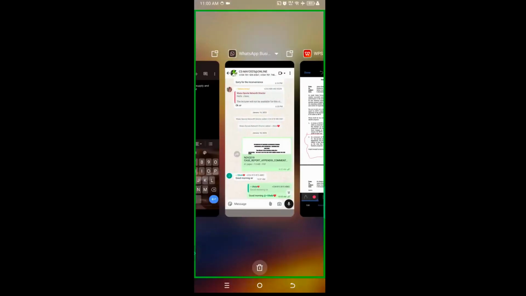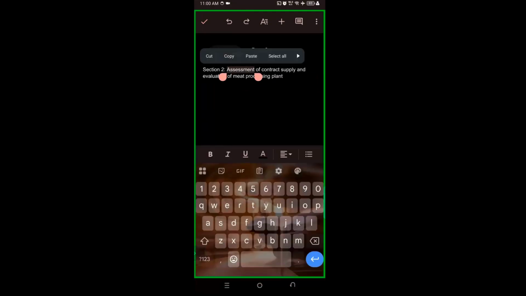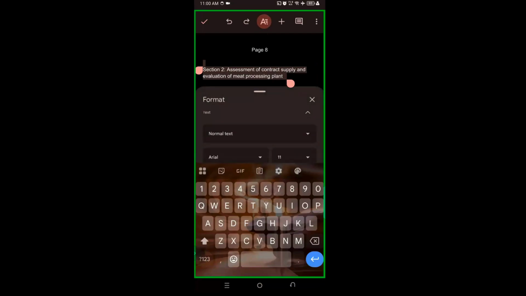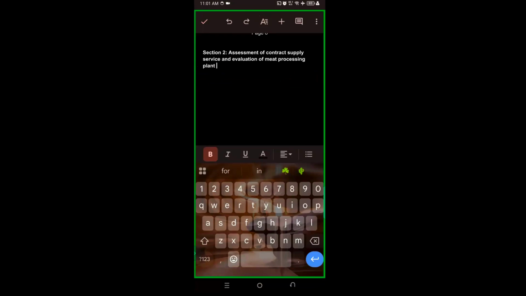Okay, so that was why here we now have assessment of contract supply service, let's put service, and evaluation of meat processing plant. Evaluation of meat processing plant.